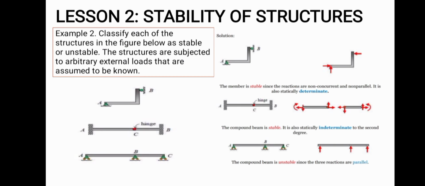For the first example, that is determinate. The member is stable since the reactions are non-concurrent and non-parallel. For the second example, that is indeterminate, because the compound beam is stable, it is also statically indeterminate to the second degree. For the third and last example, the compound beam is unstable since the three reactions are parallel.